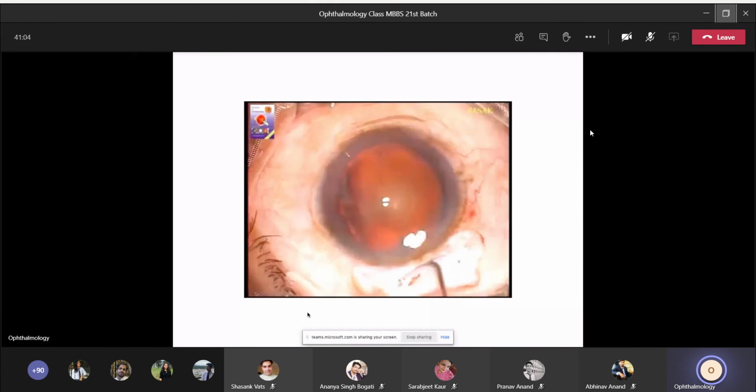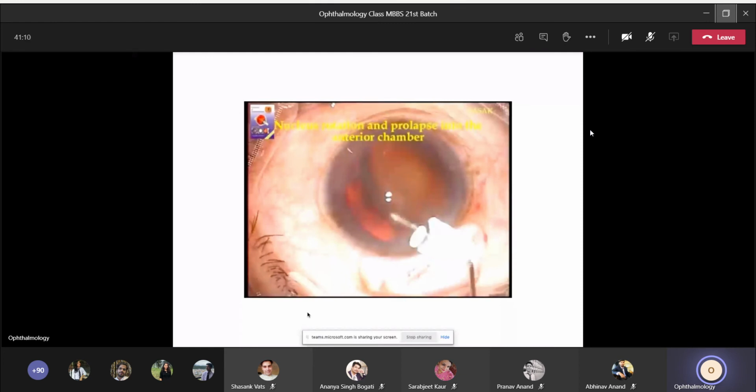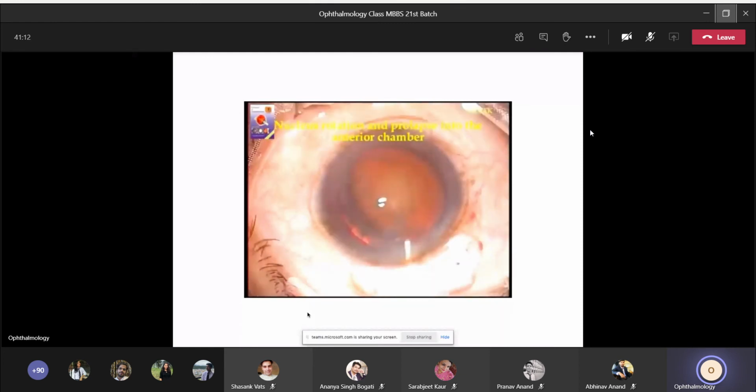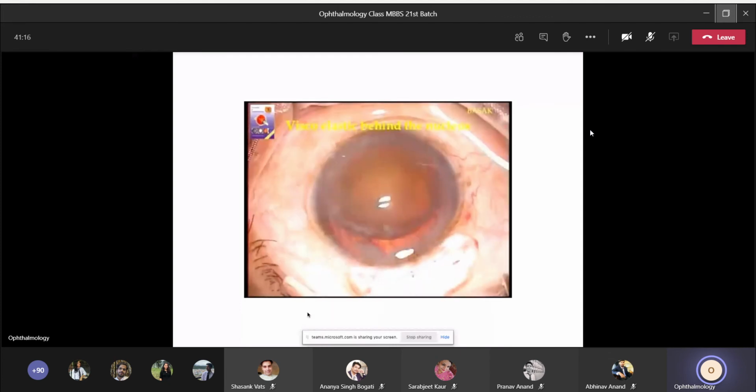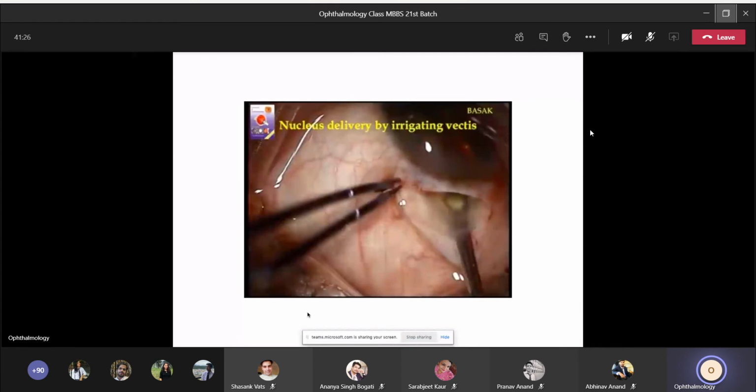Okay, so you are injecting water, that is hydrodissection. That's how the nucleus is being separated from the capsule. Now you rotate it and then bring it to the anterior chamber. Now with the help of the irrigating vectis, you just scoop it out. Check it out. That's how the nucleus is being taken out.